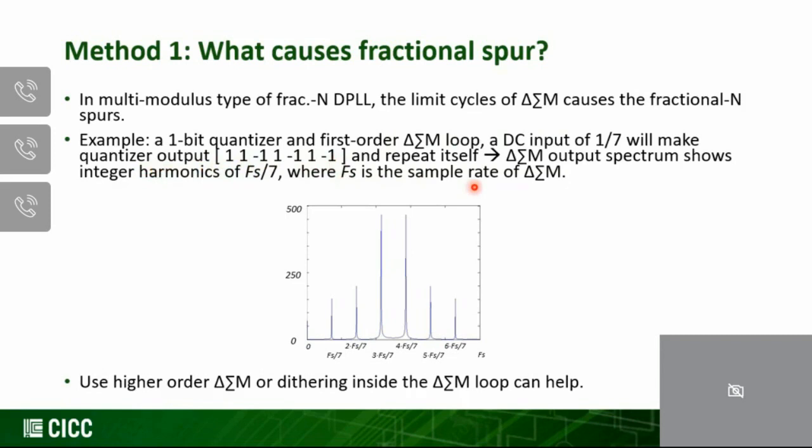Unfortunately, if we look at the spectrum of these repeating patterns, we are going to see harmonic spurious tones happening at integer multiples of fs divided by 7. And the fs here is essentially the sample rate of the delta sigma modulators. And unfortunately, because of these repeating patterns, it will actually show up at the PLL output.